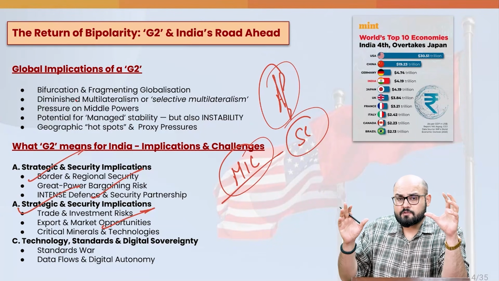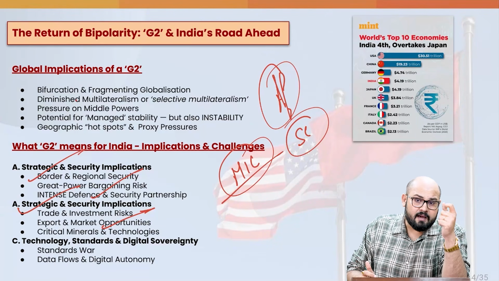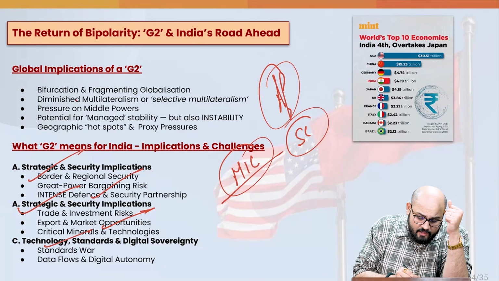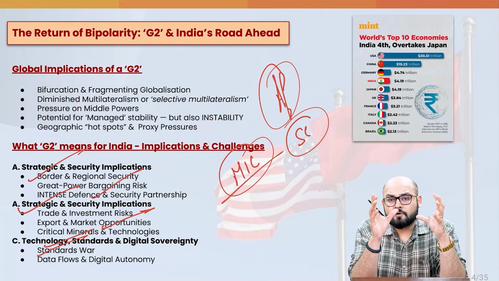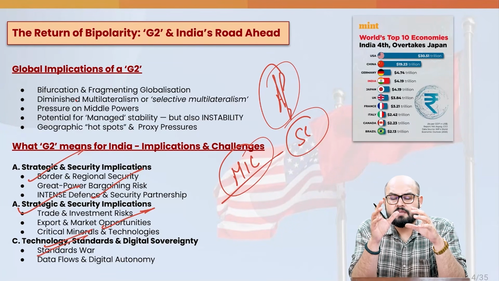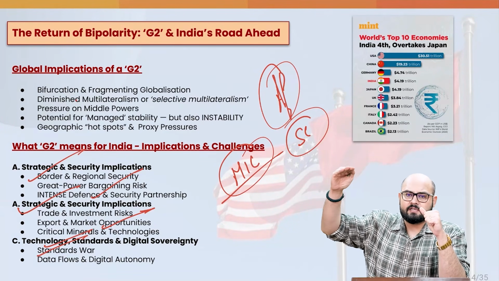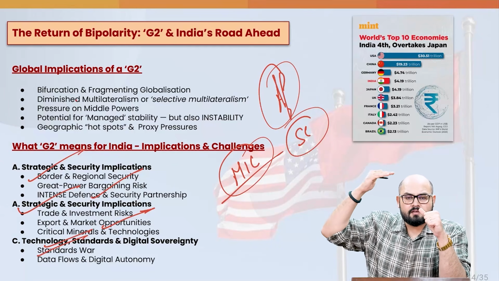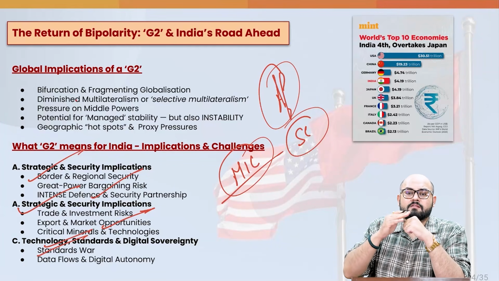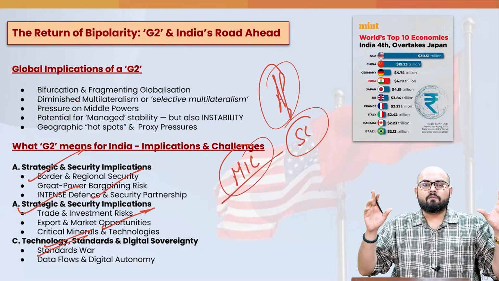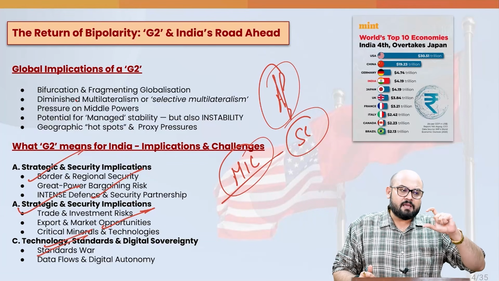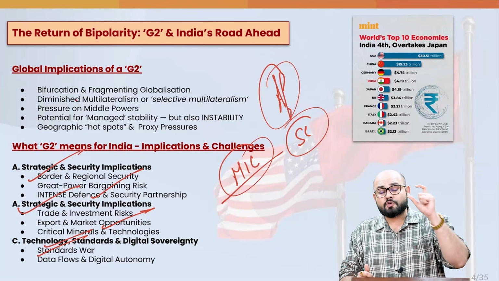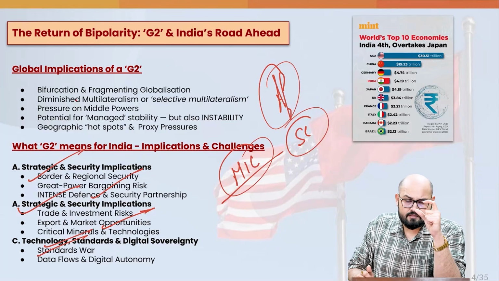But in this particular situation, China can use it as a bargaining chip. Then we have technology, standards, and digital sovereignty. I think we've already discussed the standards war. There is a war going on with respect to the kind of standards we would have for the technology, be it 5G or cloud computing or artificial intelligence, right? In this war, we'll have to decide whether we should abide by the America-centric standards or the Sino-centric standards, right?